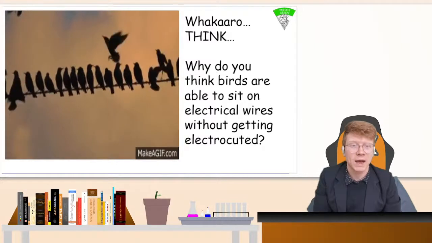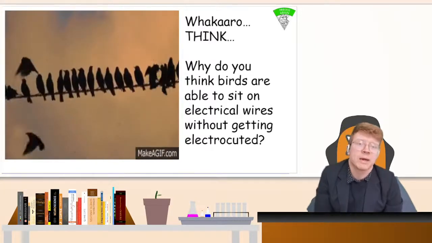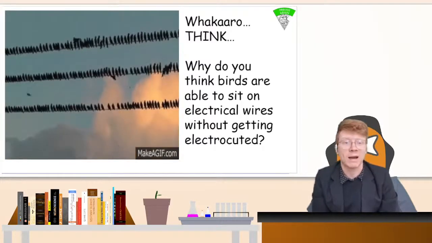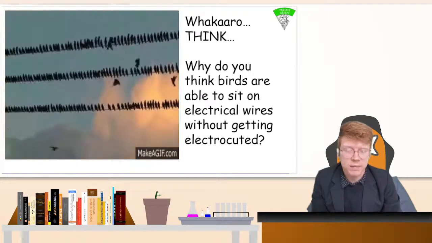That's right, the birds aren't grounded. Right? There's nowhere for the electricity to go by flowing through them. So it takes the path of least resistance, which happens to be through the wire. So by the birds just chilling there, they're absolutely fine.